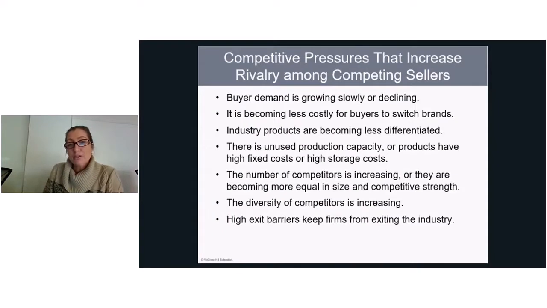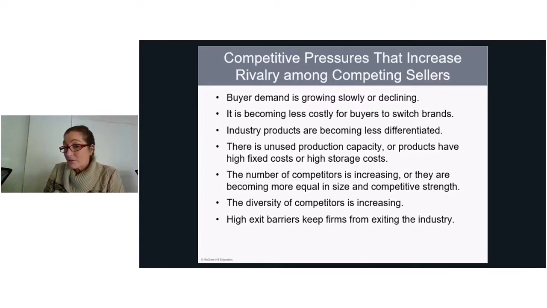So competitive pressures that increase competition is about buyer demand that is slowing or declining, because that means it's becoming less costly for buyers to switch brands. And industry products become less differentiated in a mature market. The products become commodified almost, and there is unused production capacity, or products have high fixed costs and high storage costs. So the number of competitors is increasing, and that increases competitive pressure.